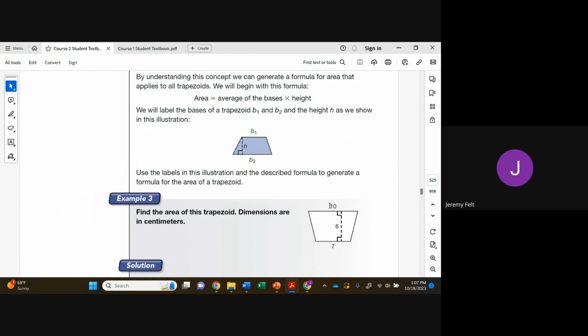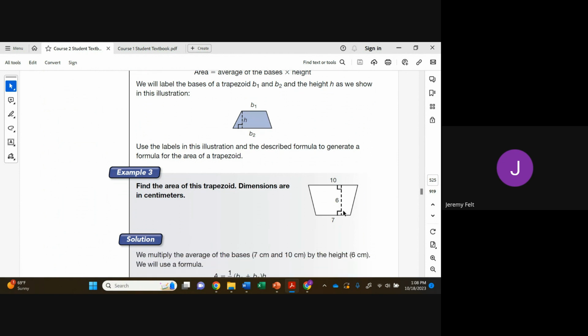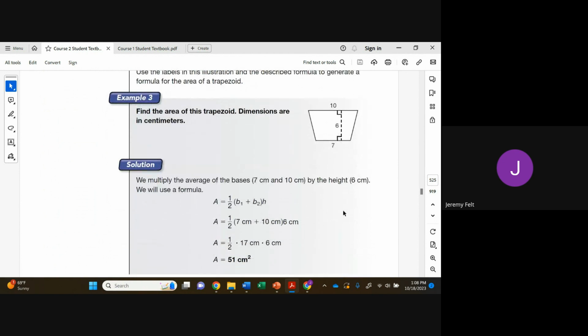So if this is our trapezoid, again, it doesn't matter the orientation. It could even be tilted to its side. It's still a trapezoid. We have 10 and 7. So 10 plus 7 is 17 divided by 2. What is that? 8.5. And then we do 8.5 times the height, which is 6, and we get 51. Let me check that. Okay, 8.5 times 6 does give us 51 square centimeters.